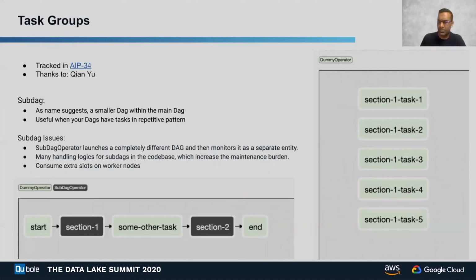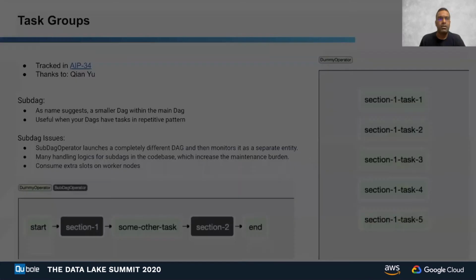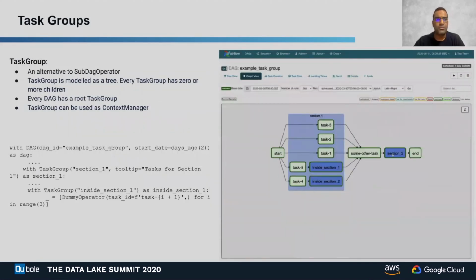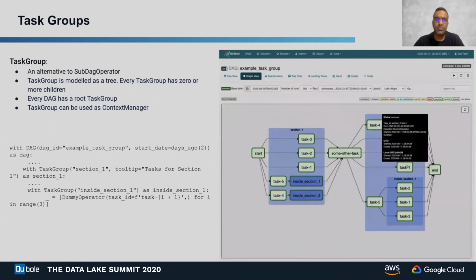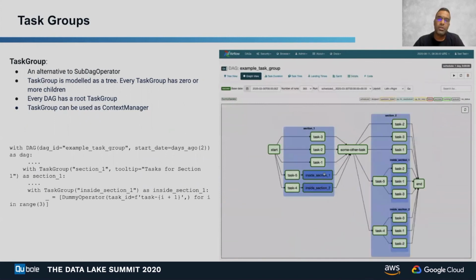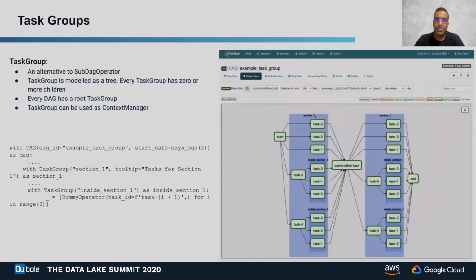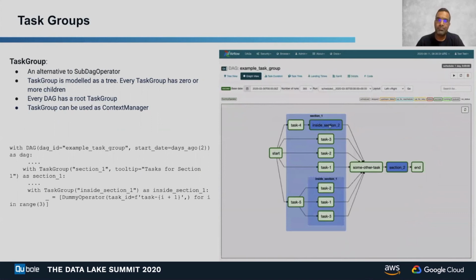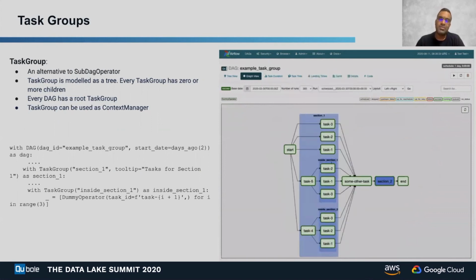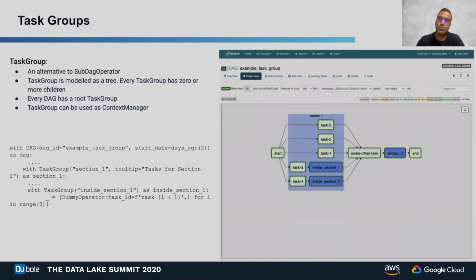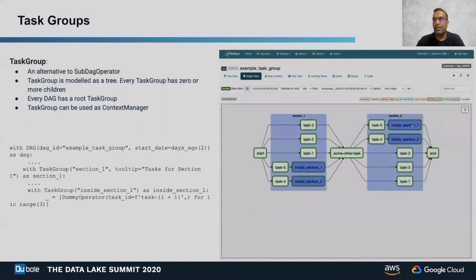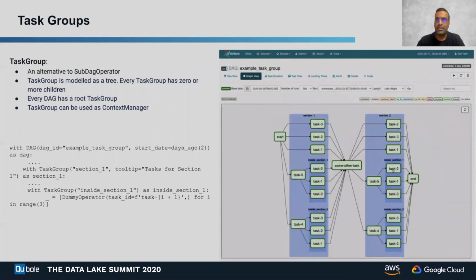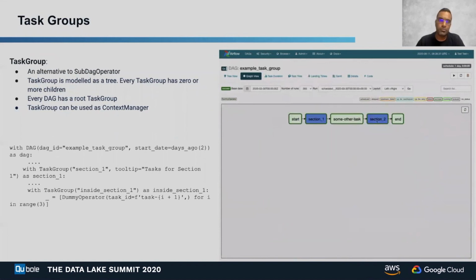To solve all of these issues, task groups were introduced. So task groups are the alternative to the subdag operator, and they are modeled as a tree, and every task group has zero or more tasks in it. Every DAG basically has a task group. So when you create a DAG, it automatically creates a task group for you, and we can call it the root task group.